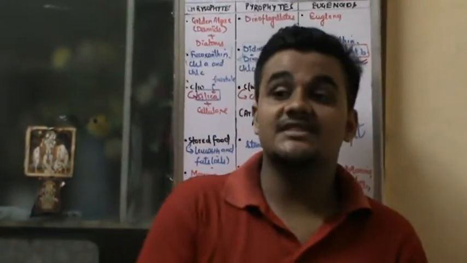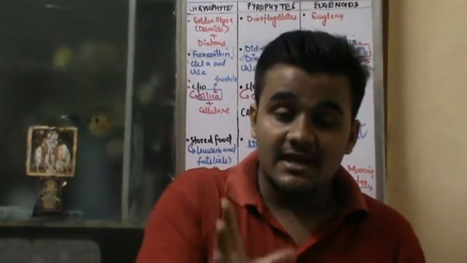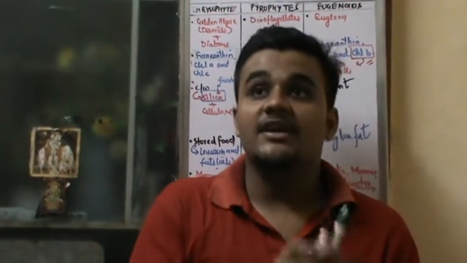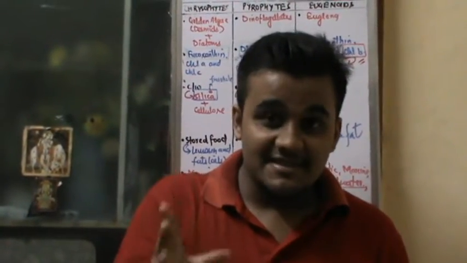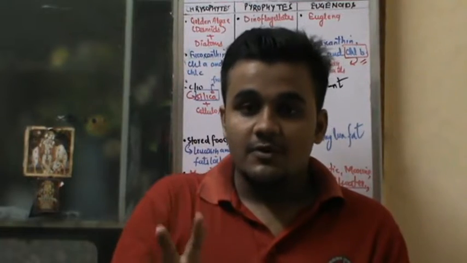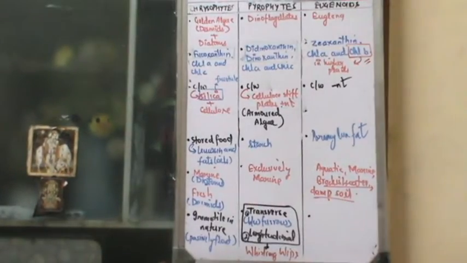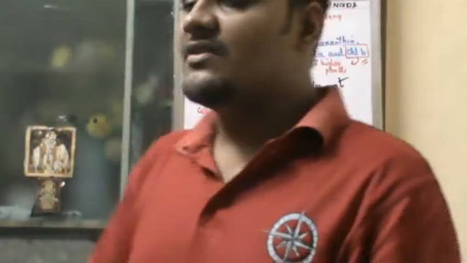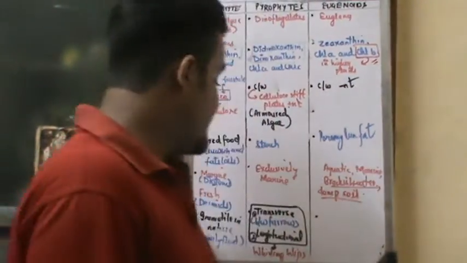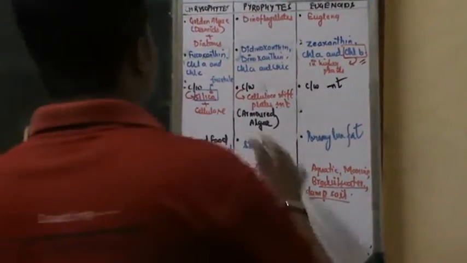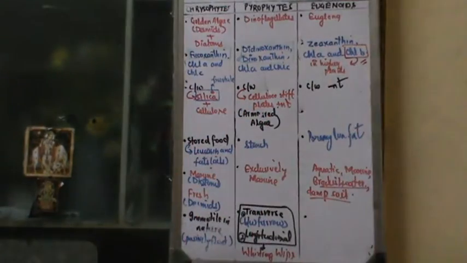One is the transverse flagella, not septum, sorry. The transverse flagella is present between the two furrows of the two-plated cell wall, and the longitudinal flagella is also present. Both work together and give a special movement called whirling whips for the pyrophytes. Now the euglenoids, it's a misconception actually.